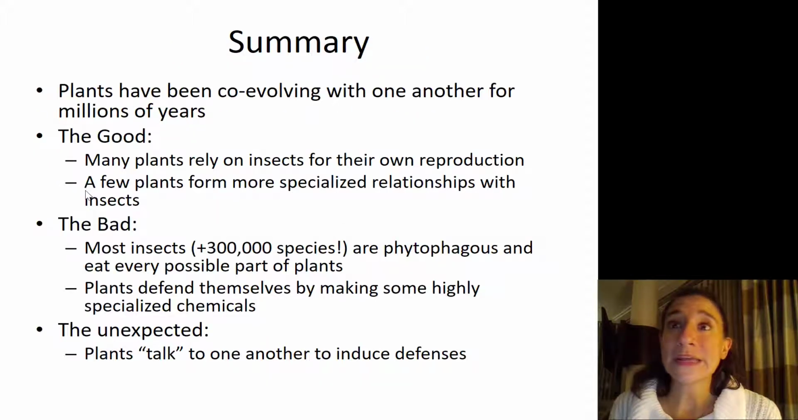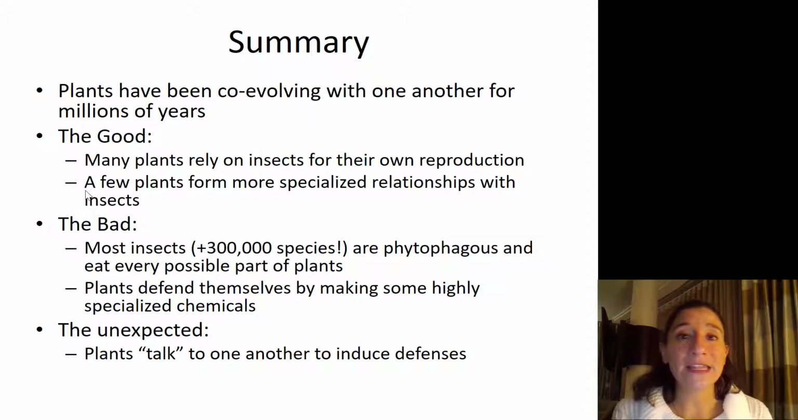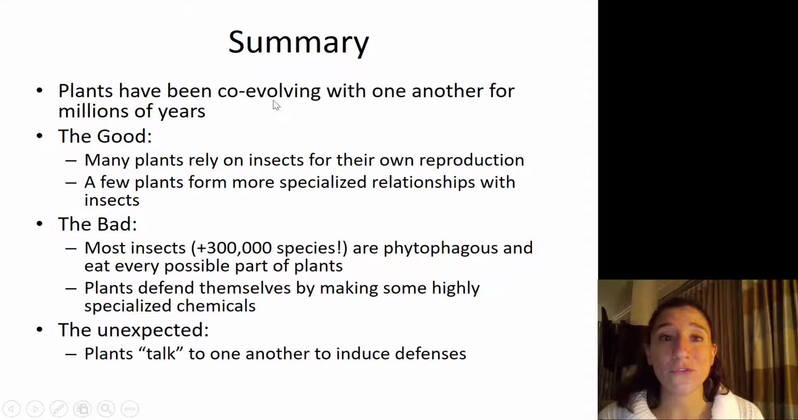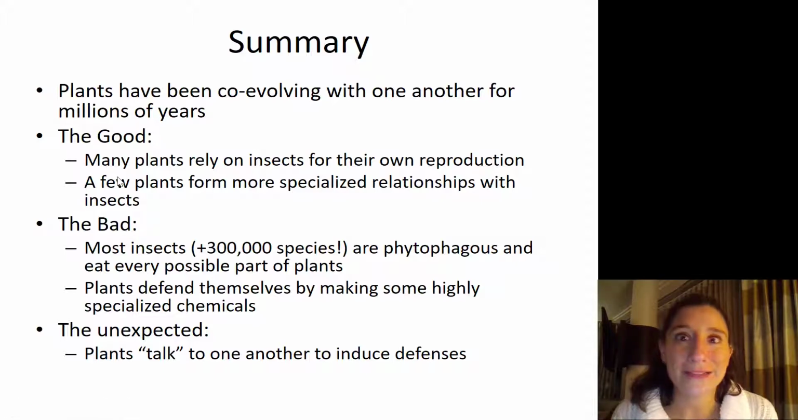So now we're going to summarize this lecture, going back from the beginning all the way to section 1. Plants and insects have been co-evolving with one another for millions of years. Oops, sorry, insects should be on there too. And the good part of this relationship is that many plants rely on insects for their own reproduction. Without insects, they wouldn't be able to make more plants for babies, which is a pretty amazing thing.